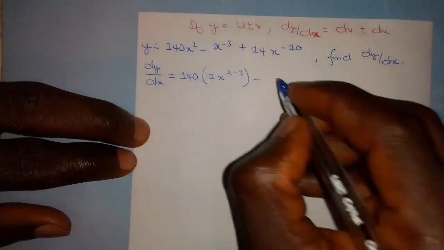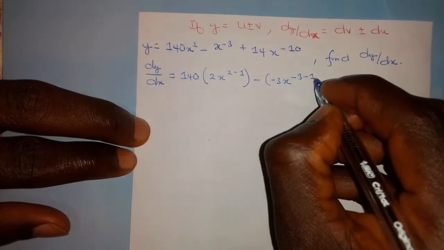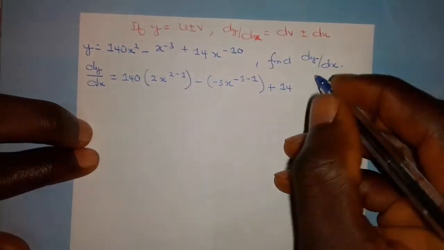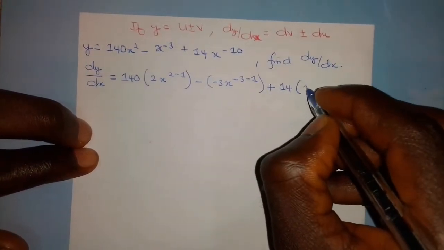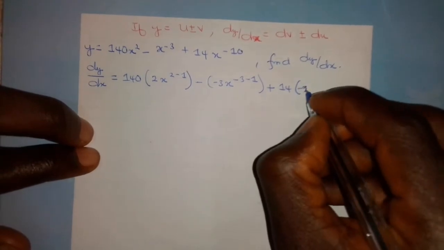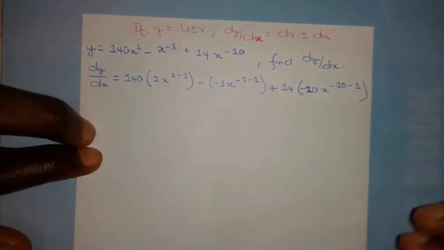So we have minus 3x raised to the power of minus 3 minus 1, plus 14 into, okay, I'd bring minus 10 to the front. So we have minus 10 x raised to the power of minus 10 minus 1.